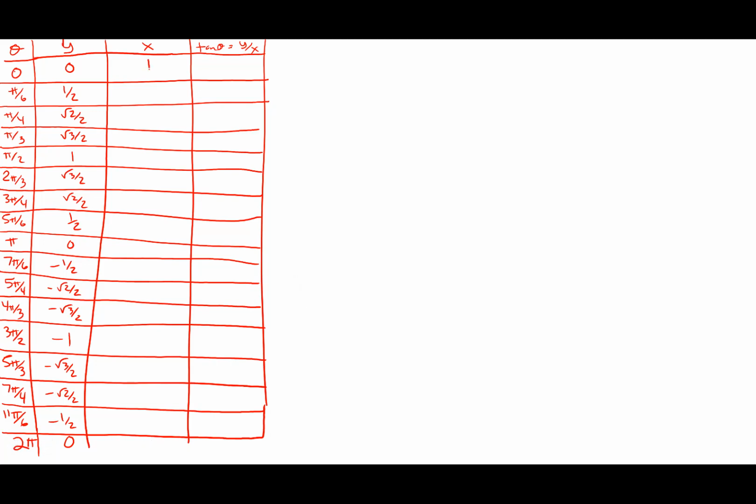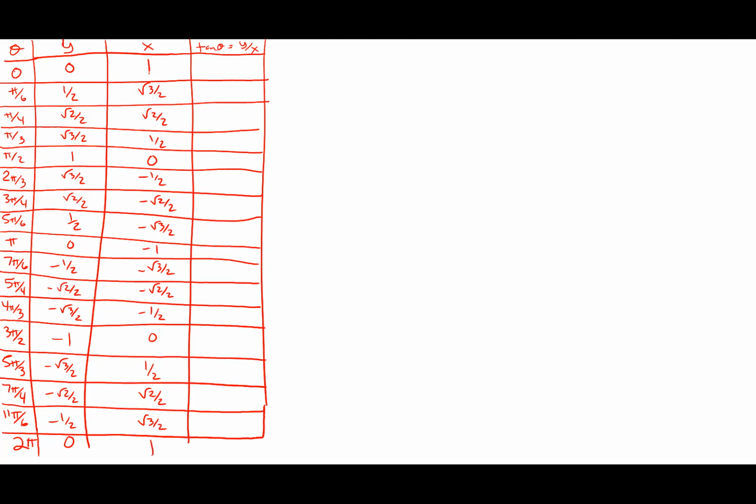Alright, so they start off at 1, and we start going down. Root 3 over 2, root 2 over 2, 1 over 2, 0. We go into the negatives. -1/2, negative root 2 over 2, negative root 3 over 2, -1, and then we start climbing back up. And when we get to 0, we keep on going higher and higher. 1/2, root 2 over 2, root 3 over 2, and eventually back up to 1.